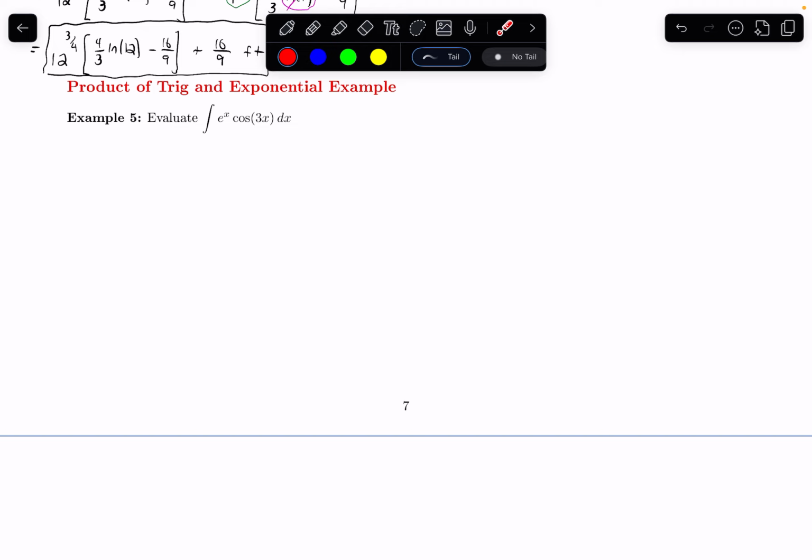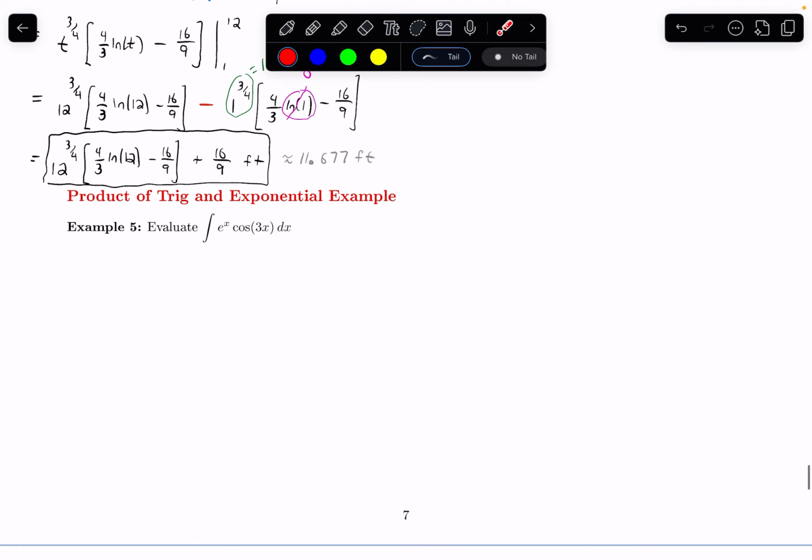In this video, we will learn how to take an integral of a product of a trig function and an exponential function. So we have this e to the x multiplying this cosine of 3x here. So first, let's take a look at what happens if we try u sub on this.